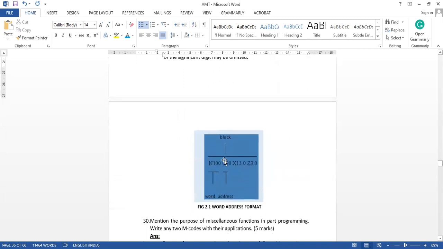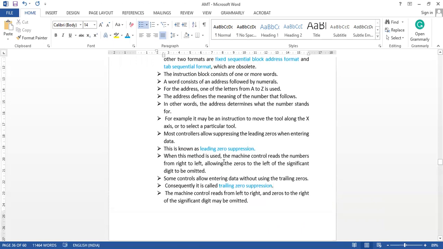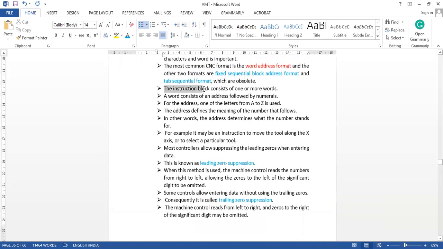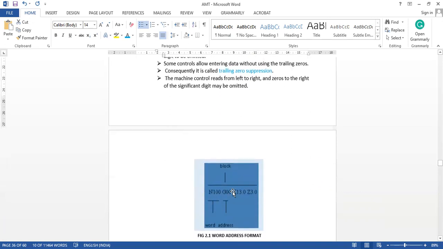So this is the word address format, and here you can see the instruction block. The instruction block consists of one or more words, and the word consists of an address followed by numerals. For the address, one of the letters from A to Z is used.